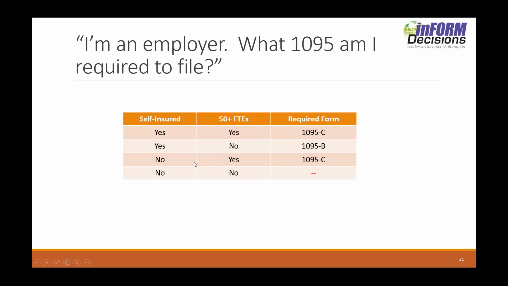I'm an employer. What 1095 am I required to file? Here's a great sheet. I personally have printed this off and have it posted as a reminder. If you're self-insured and have 50 full-time employees, then you are required to file the Form 1095C. If you're self-insured and do not have 50 full-time employees, you would file the 1095B.